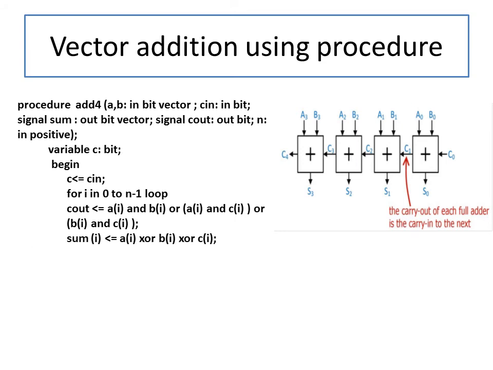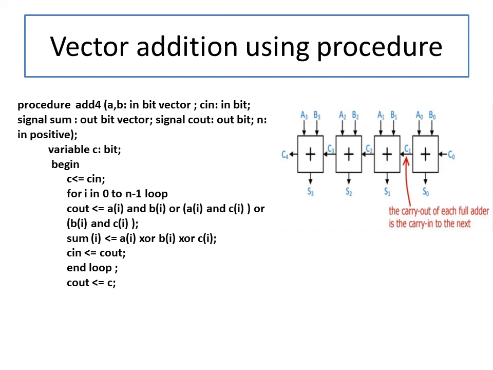Similarly, we will write the sequential statement as sum, which is A XOR B XOR C. Now, these computations will take place over the range 0 to n minus 1. Once it is over, whatever the initial carry is, we'll update it with C out. So whatever C out has been generated will be written to C in, and that will be written to C. This way, finally we'll end the loop. So all the iterations will take place in the loop, and we'll get the final carry as C out.